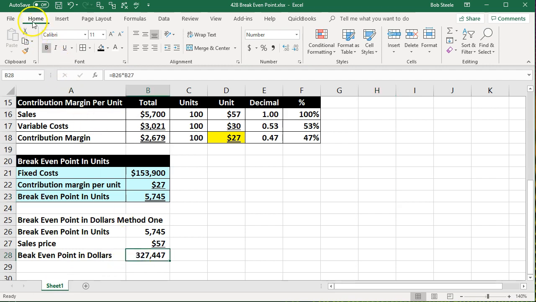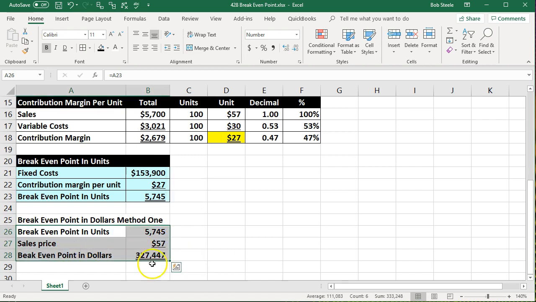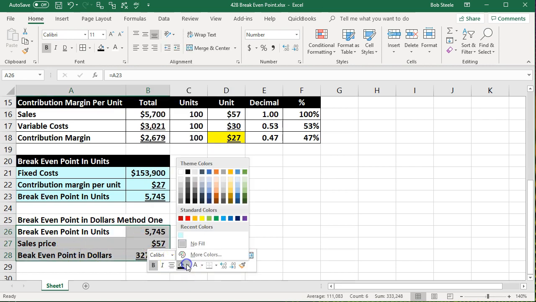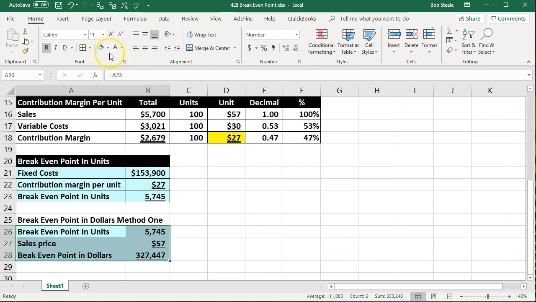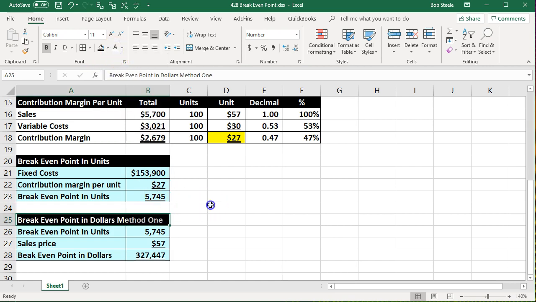And again, I'll go through the process. I'm going to go home tab. Let's go ahead and double underline this. Let's make this maybe blue to keep along with our formatting on it. Right click, and we're going to make it blue. And we'll put some borders into it. We'll make this, let's say, black and white. Okay, so that's going to be method 1. Now, that method makes the most sense to me.